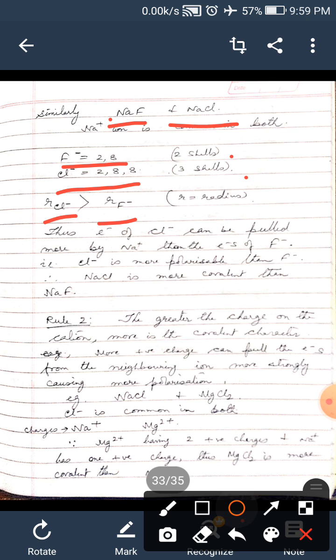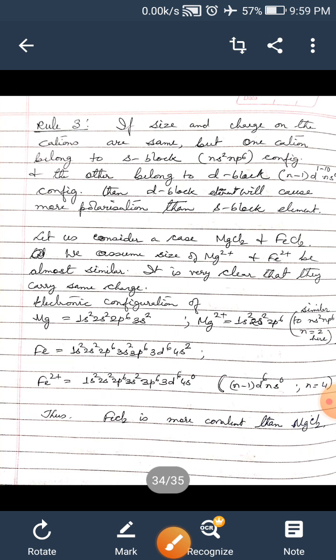I hope the rules are clear. And if I give you aluminium chloride, what is the charge on aluminium? Aluminium will have 3 positive charges. So aluminium chloride is going to be much more covalent. Rule 3 is slightly tricky.